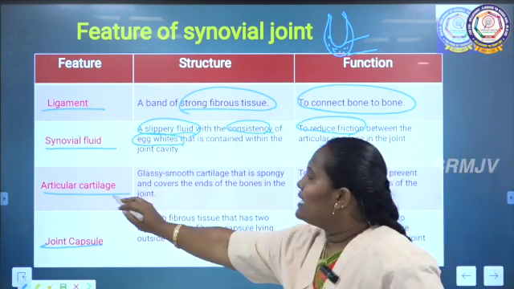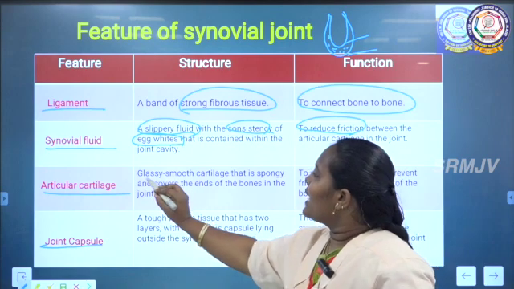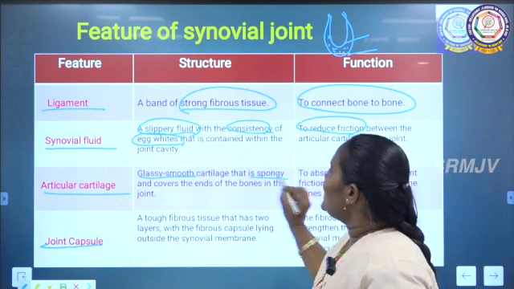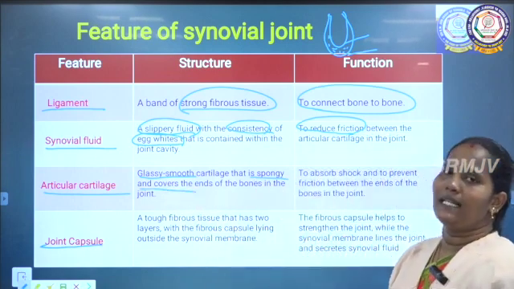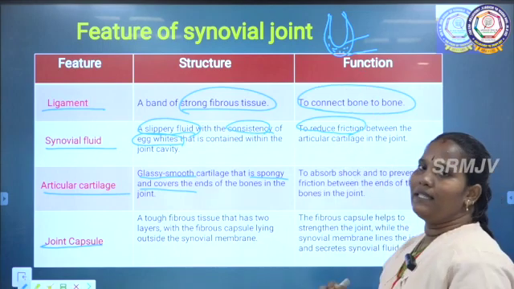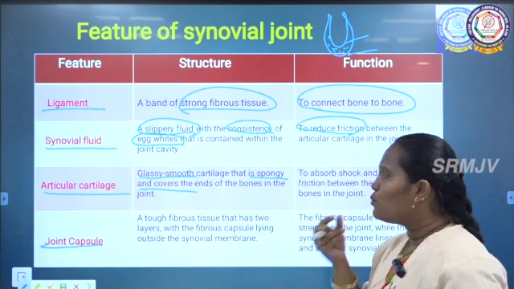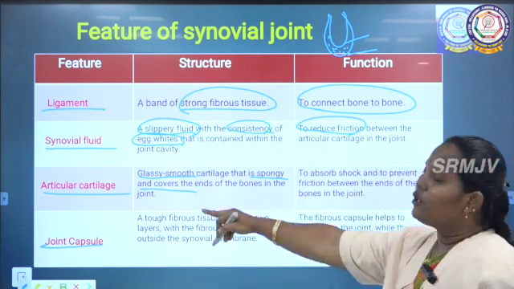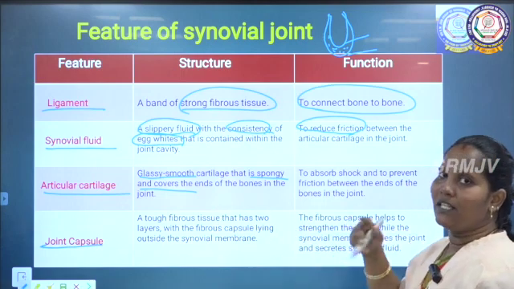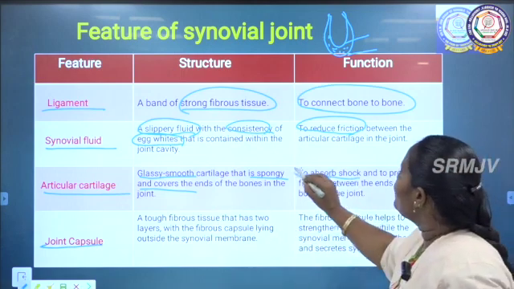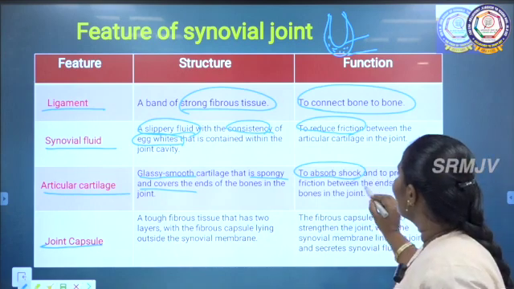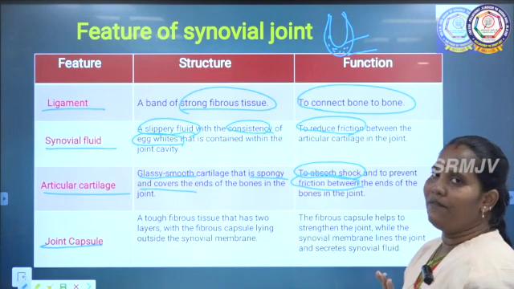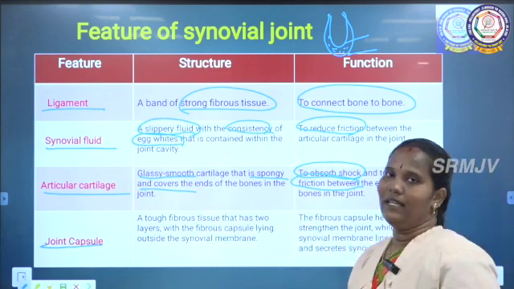After that, articular cartilage. Articular cartilage is a glassy smooth cartilage, and it is a spongy cover. Already I told the bone is covered with a lining. This cover is spongy as well as a smooth layer. Why is this articular cartilage present at the joints of the bones? It helps absorb the shock as well as reduce the friction. This is the usage of the articular cartilage.